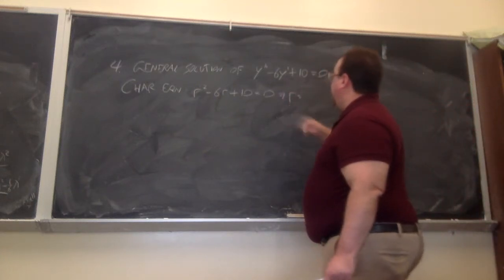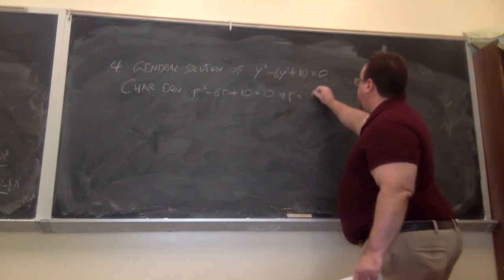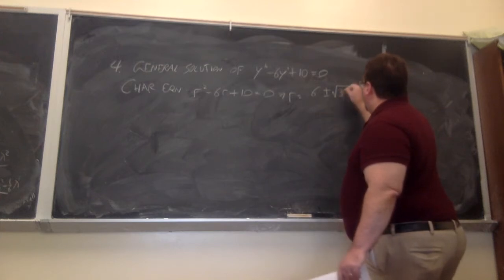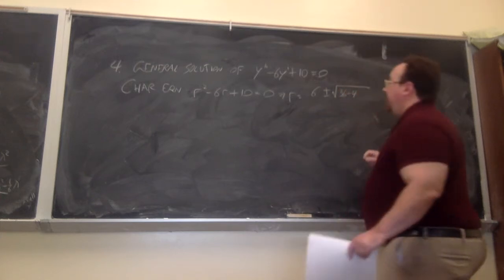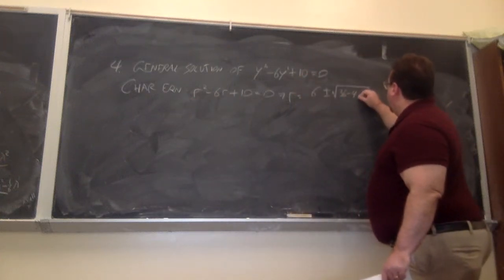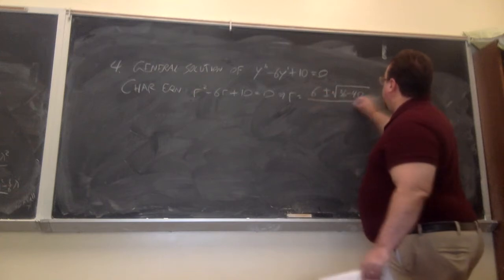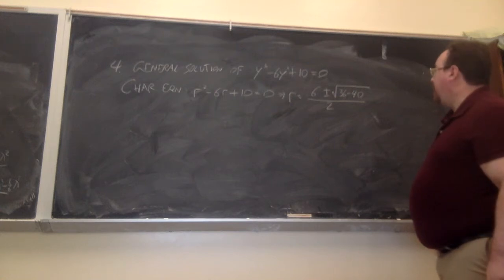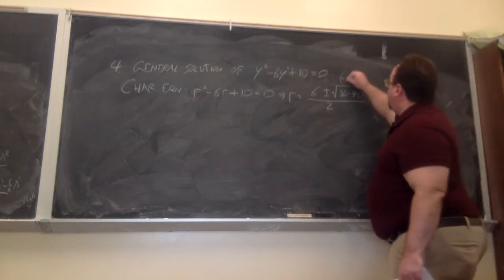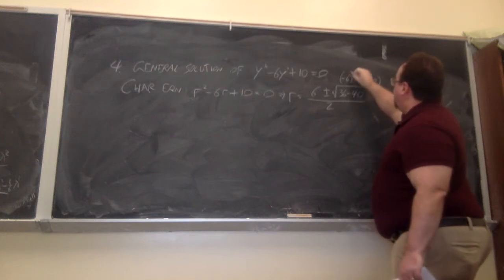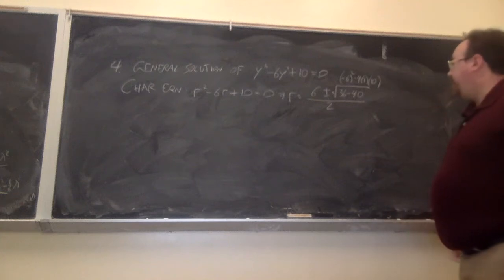So r is equal to minus b, so that's 6, plus or minus the square root of minus 6 squared, so 36, minus 4 times a times c, so times 1 times 10, so 36 minus 40, all over 2. So this is what the quadratic formula gives you. More specifically, it's minus 6 squared minus 4 times 1 times 10, just to make sure you see where this comes from. So now we can start simplifying.